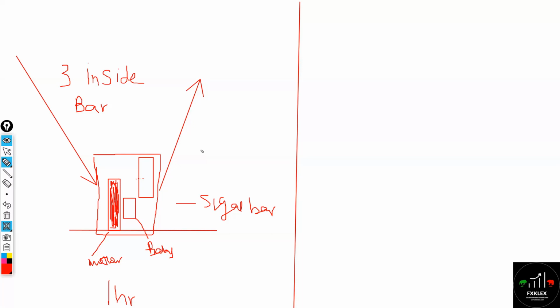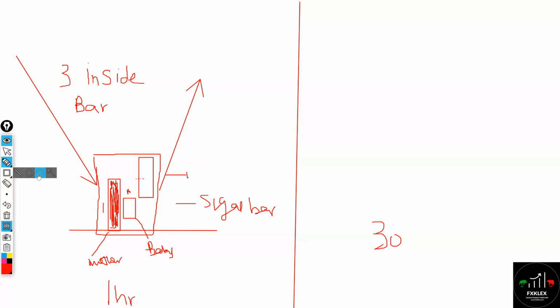But if you move to the 30 minutes or the 15 minutes time chart, what you will be seeing there will be different from this. Let's say this is 30 minutes. Remember, this candle right here is 1 hour. This candle right here is 1 hour. This candle right here, if it formed, then it's 1 hour.